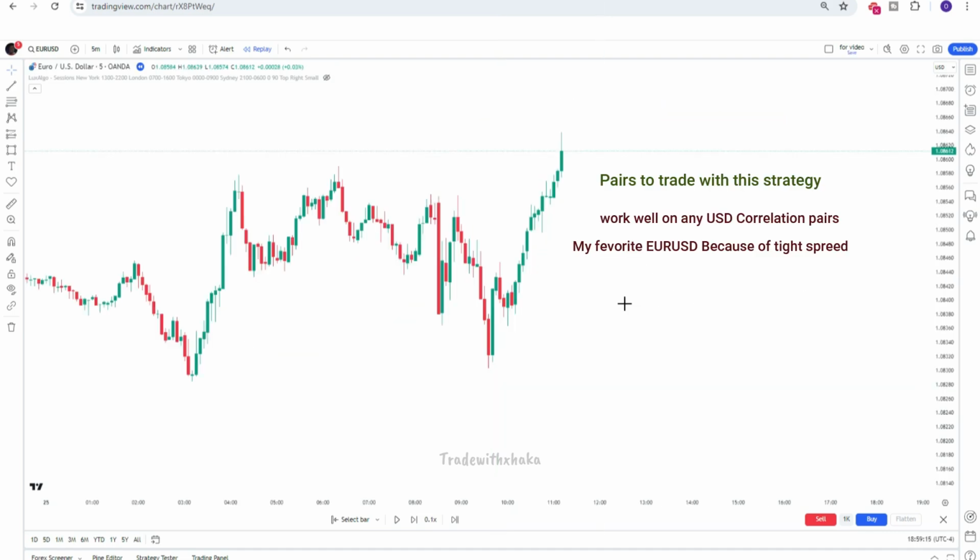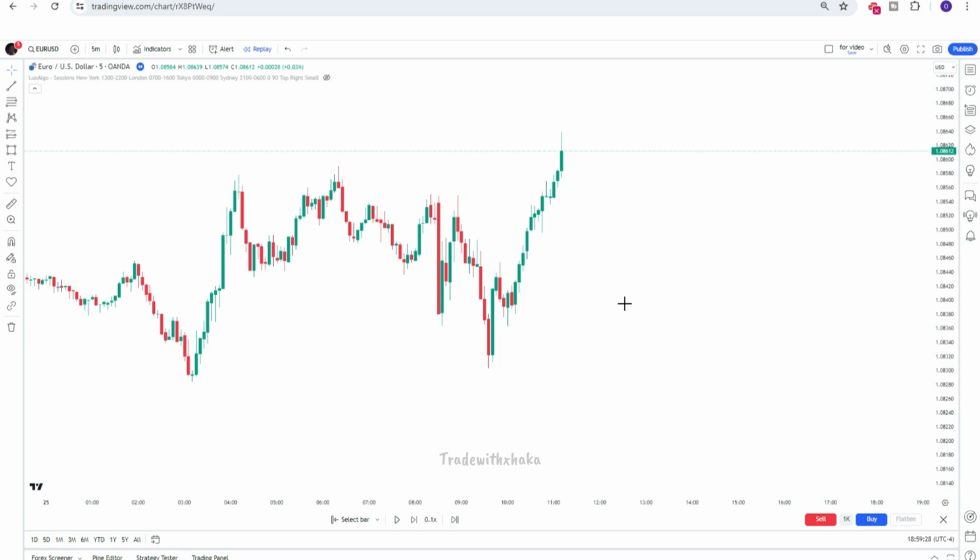Pairs that will work best in this strategy are any USD pairs, but above all, I like Euro USD because of the tight spread. Then you can trade NAS 100, S&P 500 with this strategy. But for me, I like Euro USD with this very strategy. I don't trade any other pair, to be sincere with you, but you can try others. So let's start this example.